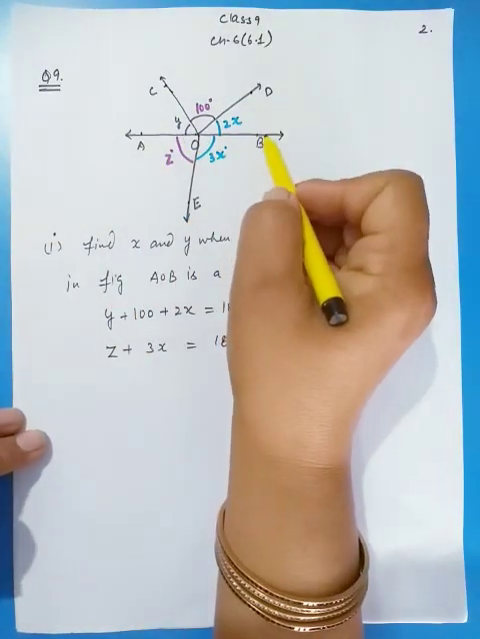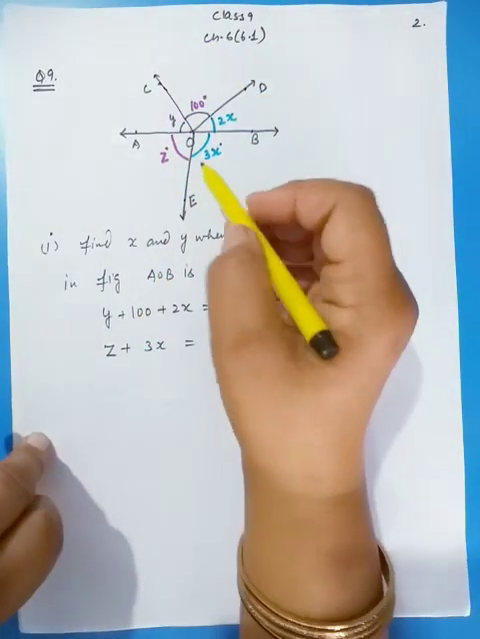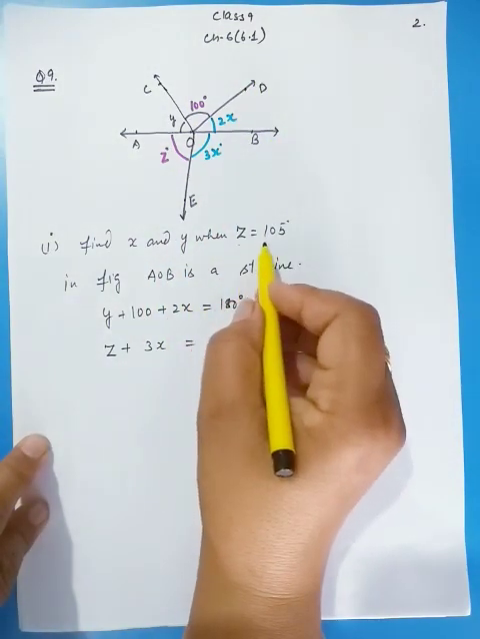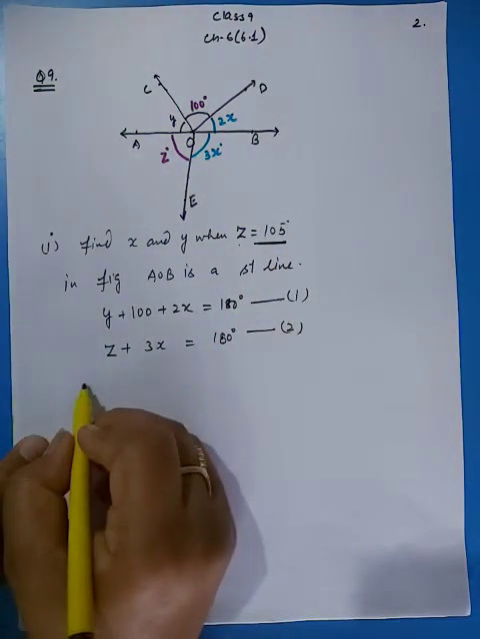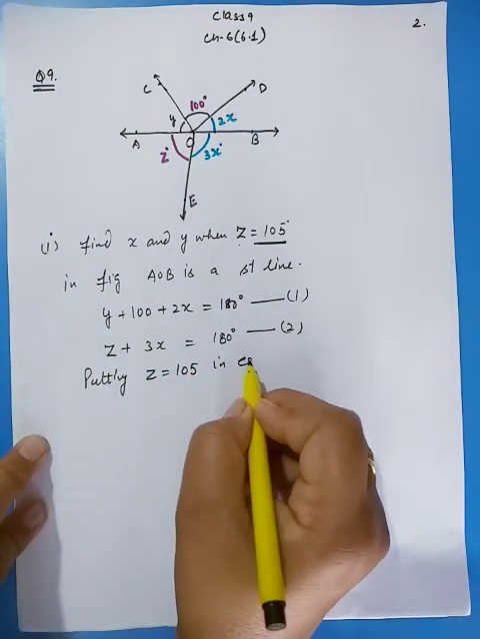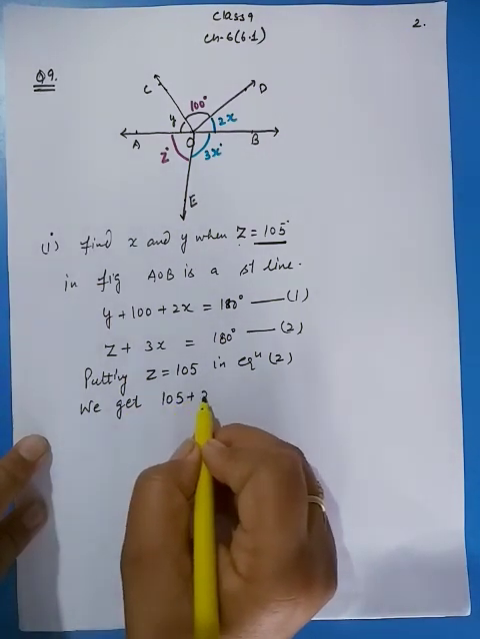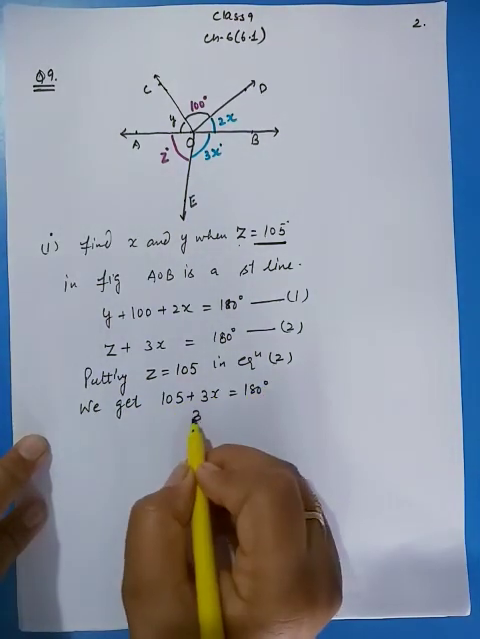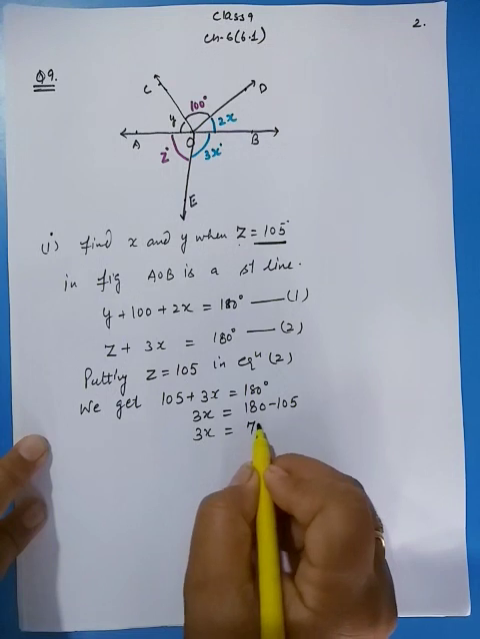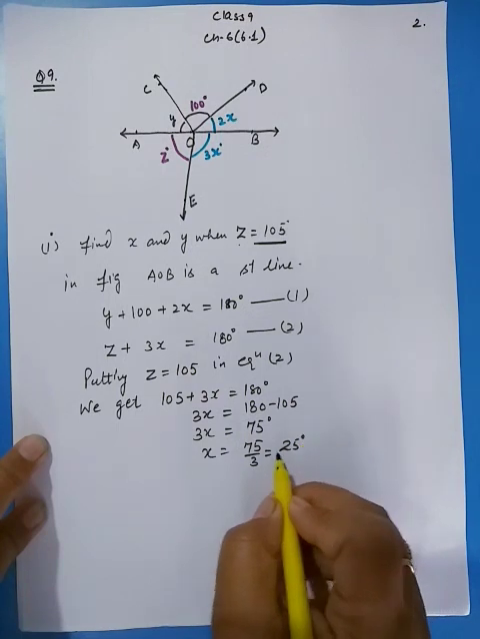Whenever a straight line is given, the sum of the angles formed on its upper side is 180. Similarly, the sum of the angles formed on the lower side will be 180 degrees. And in the first part z is 105. So putting z is equal to 105 in equation 2, we get 105 plus 3x is equal to 180, and 3x is equal to 180 minus 105. 3x is equal to 75 degrees, and x will be 75 by 3, which is 25 degrees.